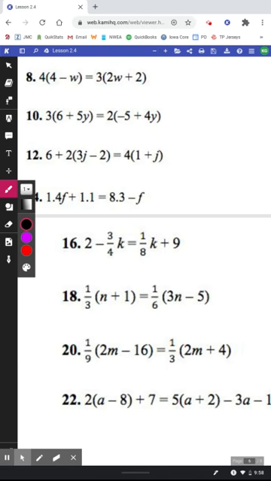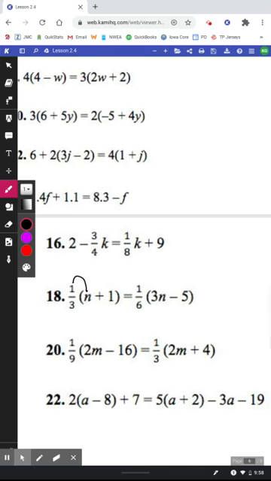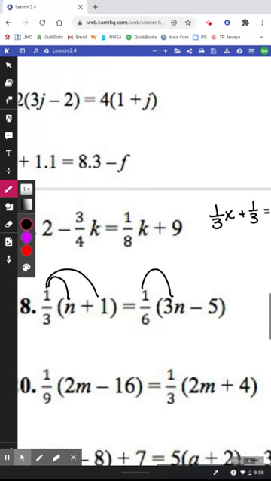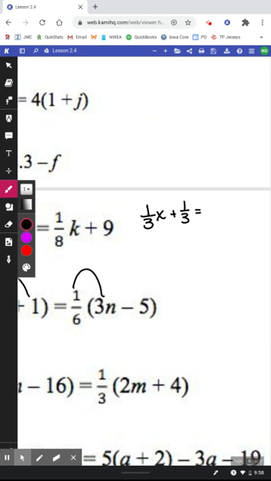Number 18 here is a parenthesis with a distribute. So I'm going to distribute here. The 1/3 times n would give me 1/3 n, or x. 1/3 times 1 is plus 1/3. Equals 1/6 times 3 is 1/2 n, sorry. And then 1/6 times 5 is negative 5/6.